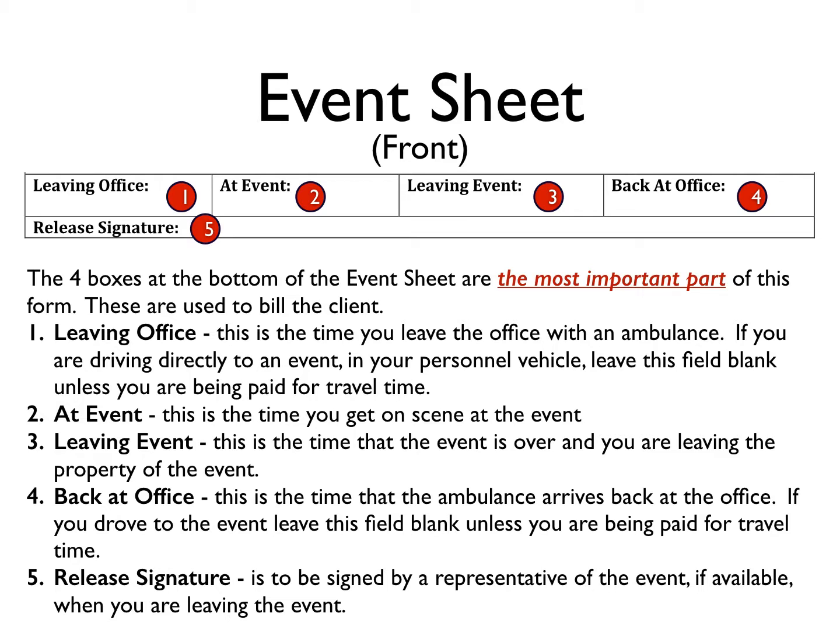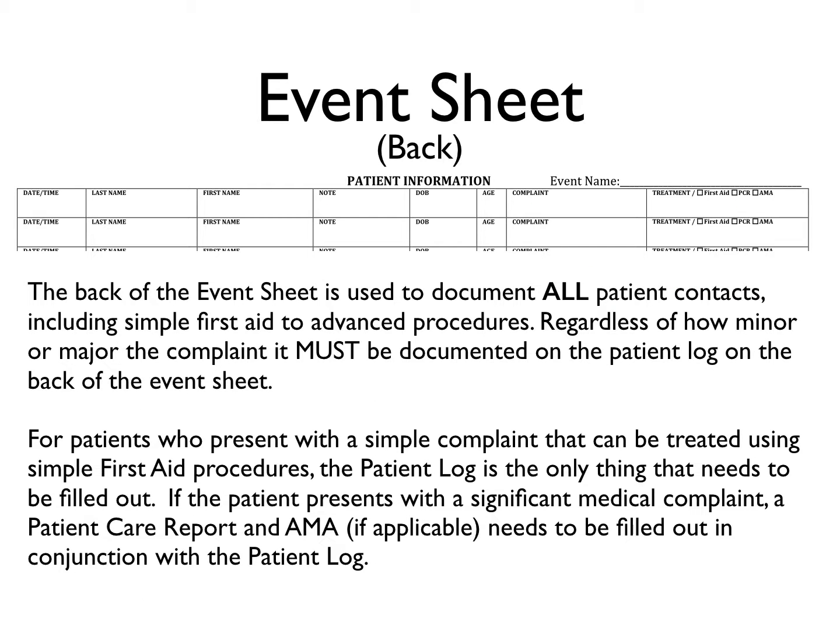Now, this concludes the front of the event sheet. We are moving to the back of the event sheet. The back of the event sheet is used to document all patient contacts, including simple first aid requests and all advanced procedures. Regardless of how minor the complaint is, the patient must be documented on the event sheet, regardless of how minor or major the complaint is.